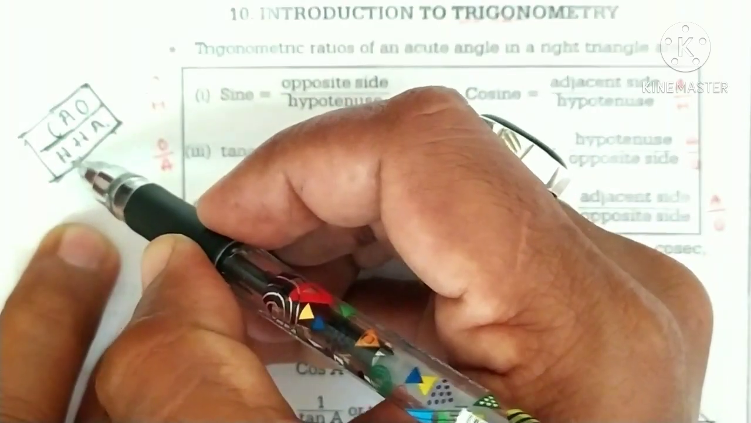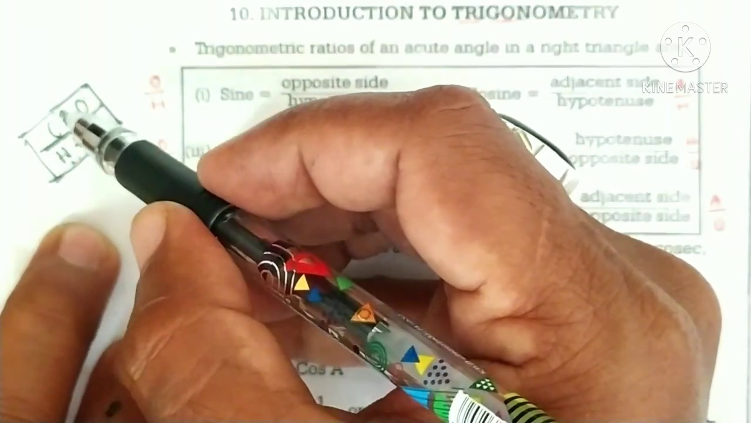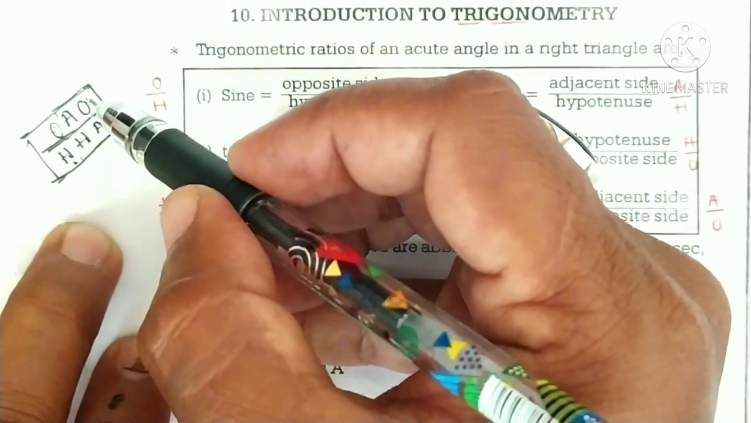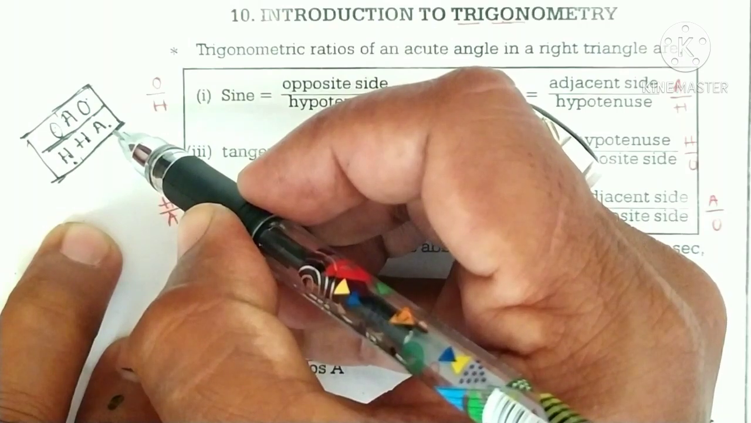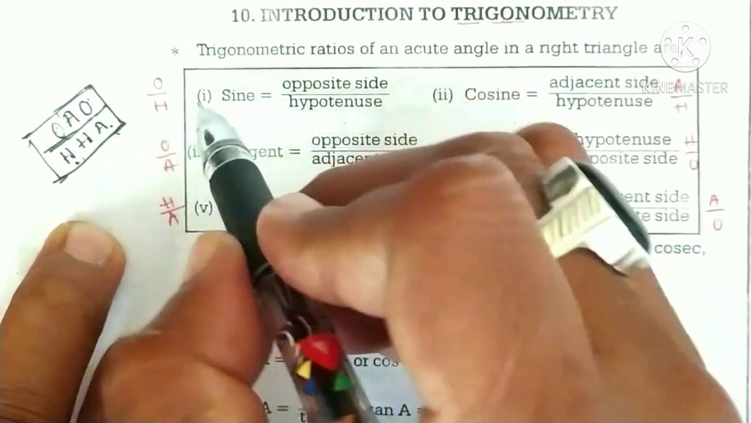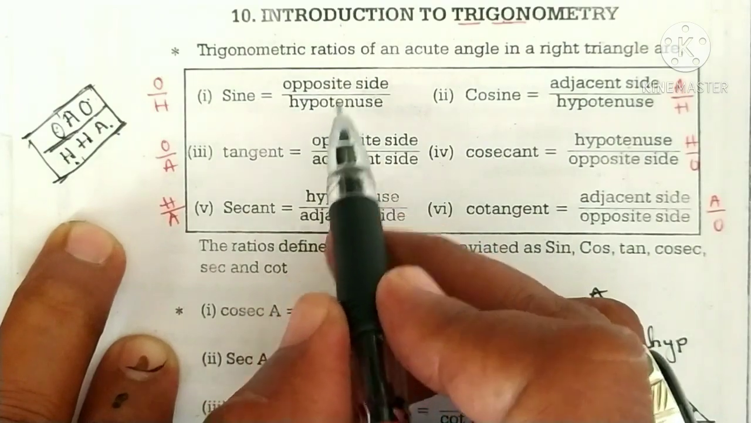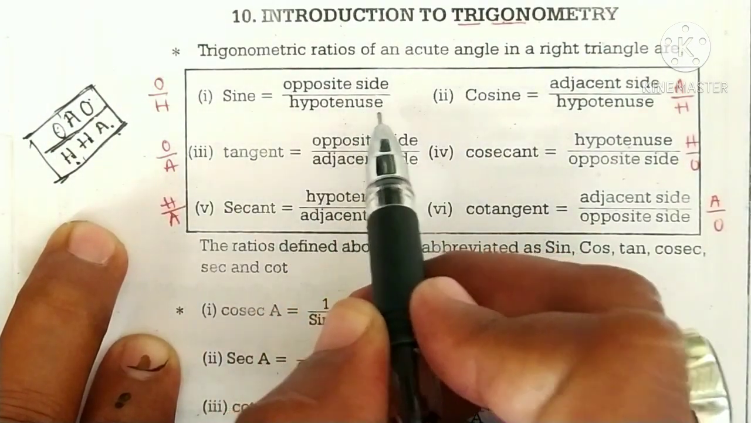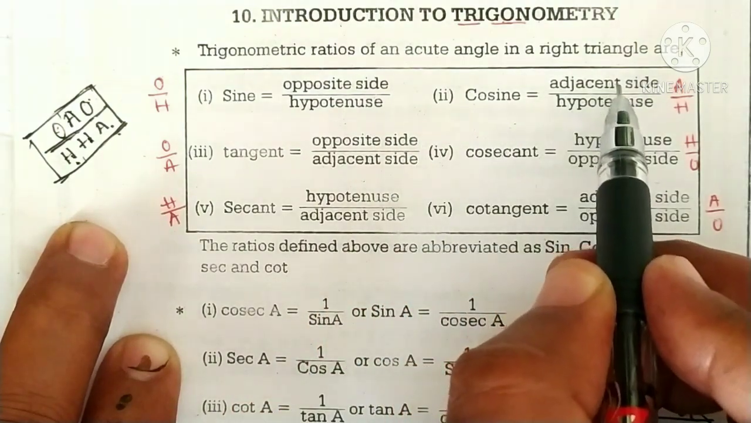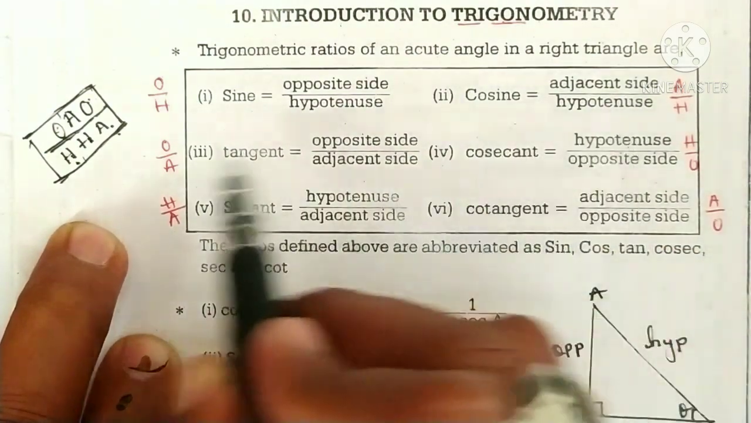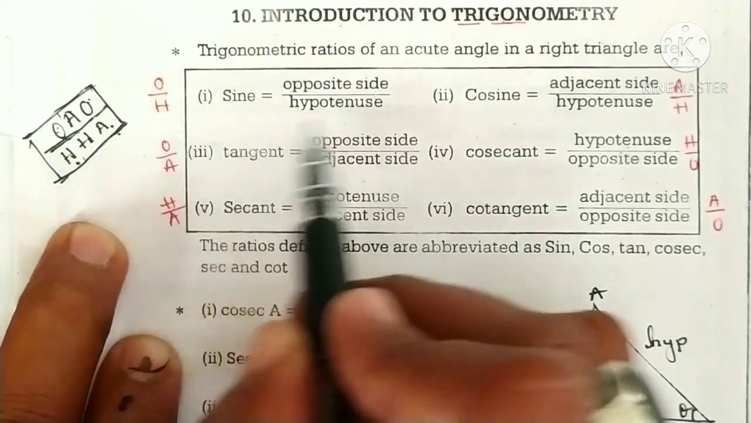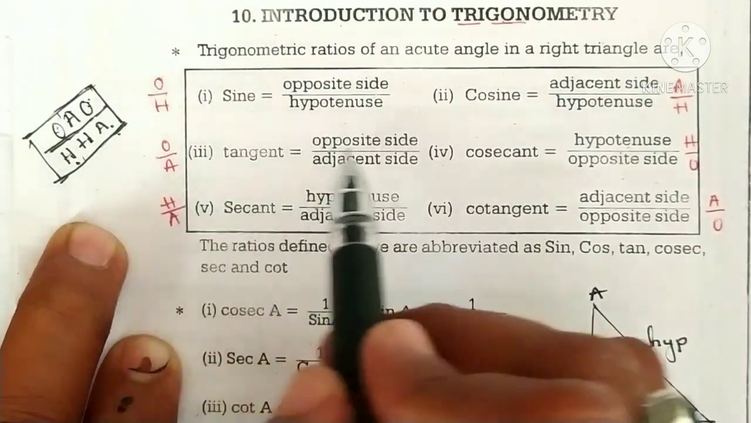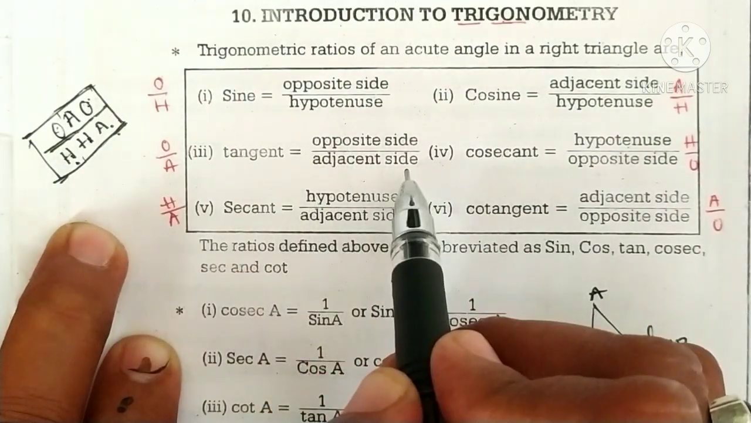Opposite by hypotenuse, that is sine. Then cos, adjacent side by hypotenuse. Then tan, opposite side by adjacent side. Okay. Now sine, opposite by hypotenuse. Cosine, adjacent side by hypotenuse, A by H. Then tangent, opposite side by adjacent side.